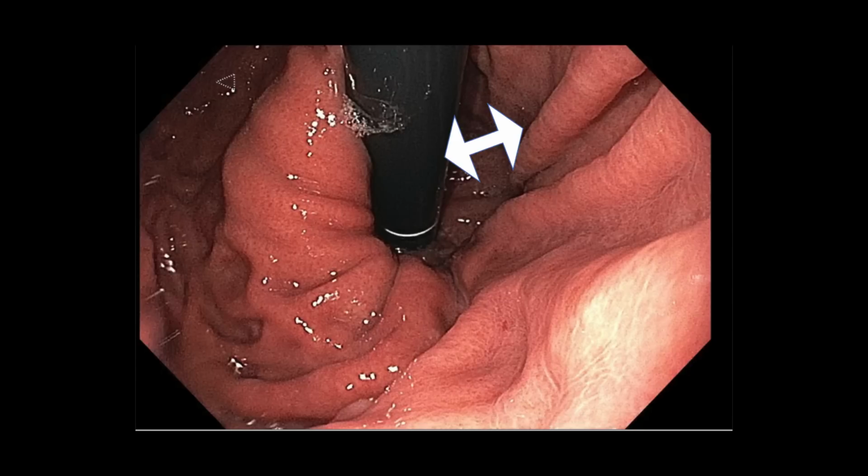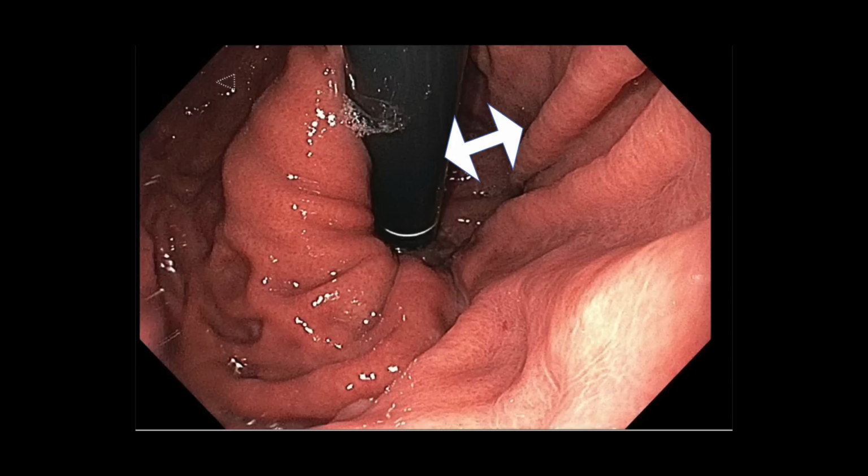So a hiatal hernia is simply where part of the stomach protrudes through the diaphragmatic hiatus into the chest or thoracic cavity. And it's seen both on retroflex view to look like this and in antegrade view, like I will show in a video that I have a little bit later on.